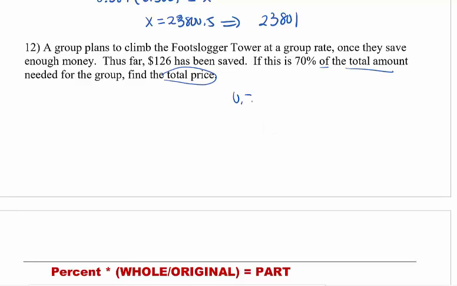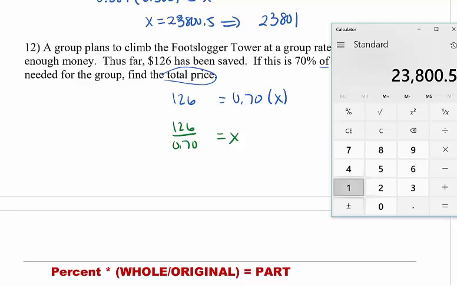So the 0.70 times the total amount is 126. Another way to think about that, the 126 is part of the whole. So if you ever get confused, say which one's the part, which one's the whole. We want to find the whole. We want to find the bigger amount. So now I'm going to divide both sides by 0.70. So 126 divided by 0.70, and you don't need the 0 at the end.